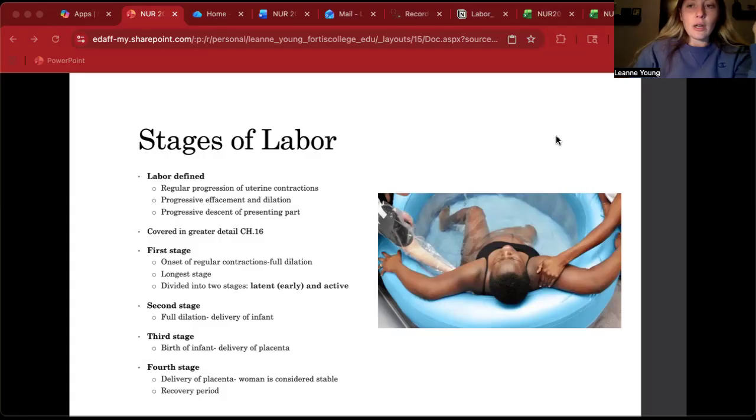Our second stage occurs whenever we reach full dilation and then until the baby is delivered. Third stage would be the birth of the infant until the delivery of the placenta. And then our fourth stage would be delivery of the placenta until after the recovery period when mom is considered stable. Those are important things. I want you guys definitely to know the stages of labor.